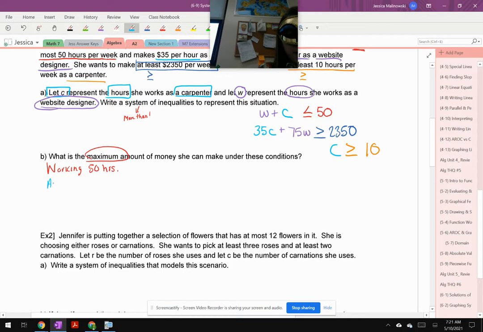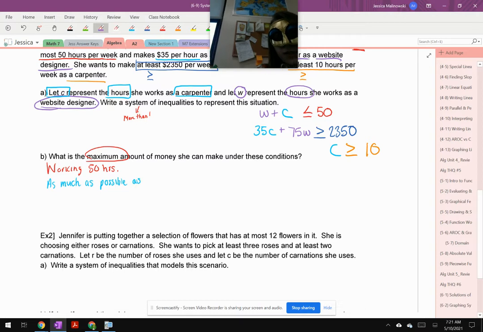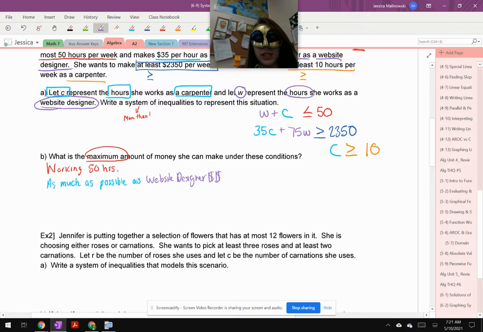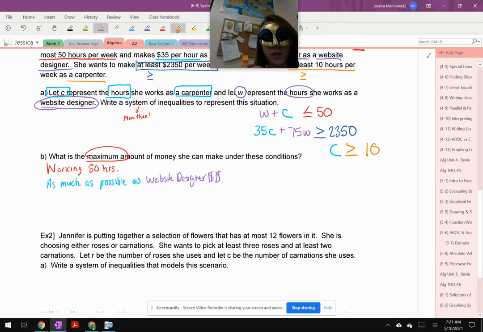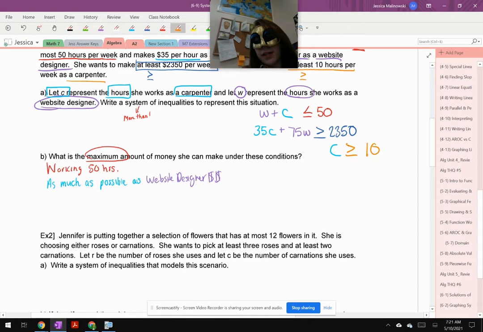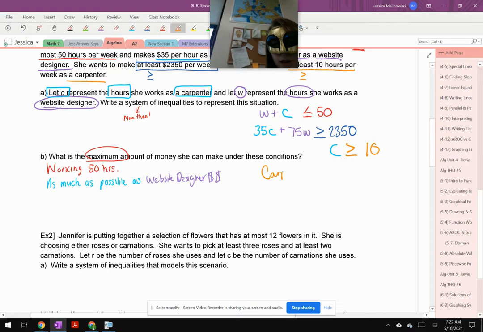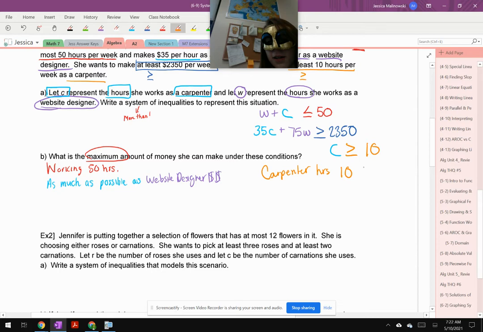We want to do as much as possible as the website designer because that's where she makes the most amount of money. But we know that she wants to work at least 10 hours per week as a carpenter. So that means we have to pick a number that is greater than or equal to 10 as a carpenter, which let's just make that 10. So let's make her carpenter hours 10.